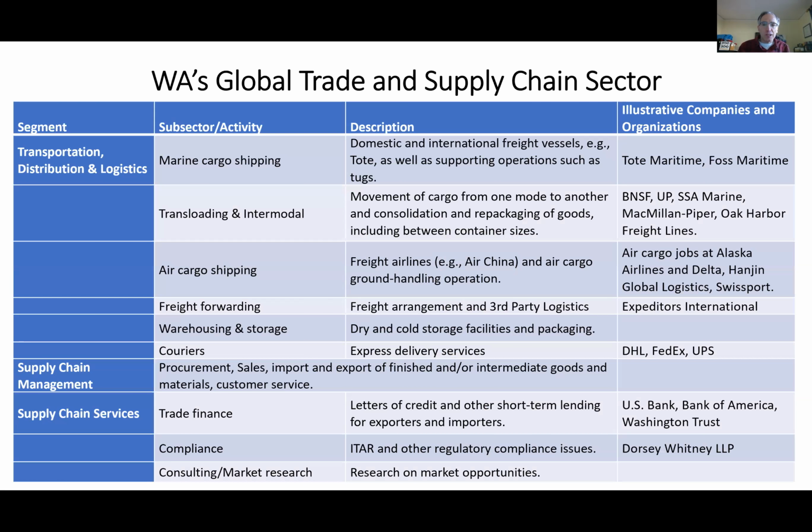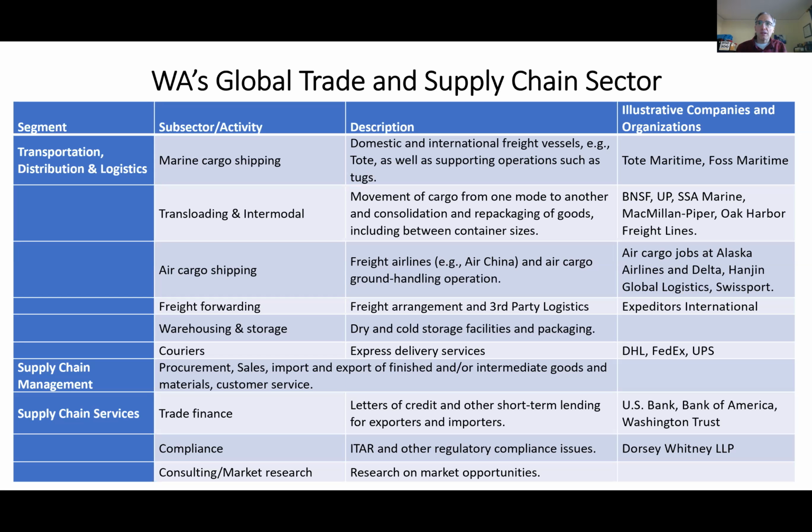And Washington State has a huge supply chain. This tries to show the different sectors and segments of it, and some examples of different companies. Your three big segments are transportation, distribution and logistics, and supply chain management and supply chain services. You can see the different subsectors and activities within that and a description of all those. I won't go through them all, but you can glance through that. And you can also see some examples of some of the companies.